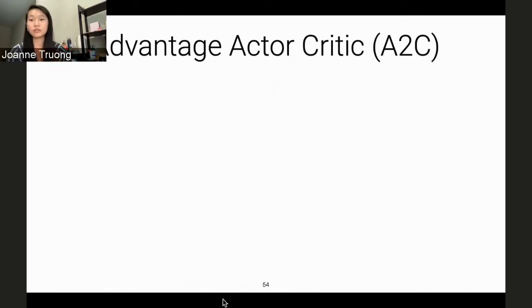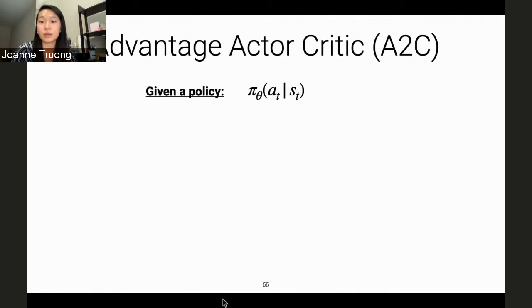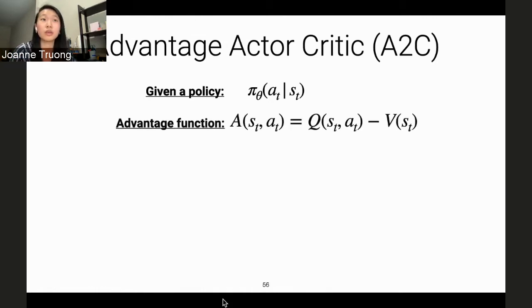So advantage actor critic, I'll first introduce some notation. Given a policy pi theta, this is a neural network that takes in observations or states from the environment as input, and it outputs an action for the agent to take. This action is sampled from an action distribution that is parameterized by the policy.